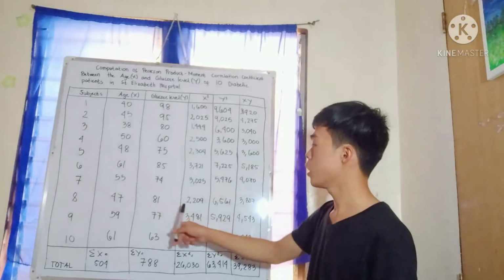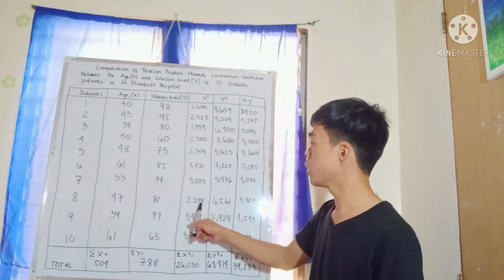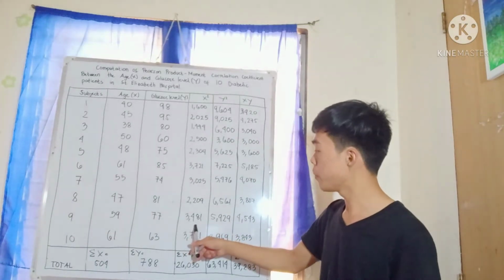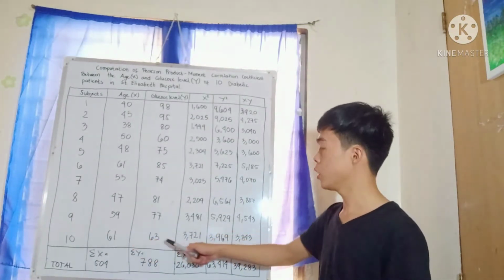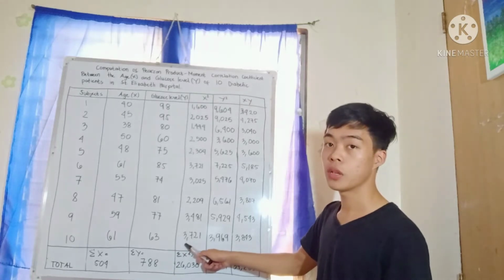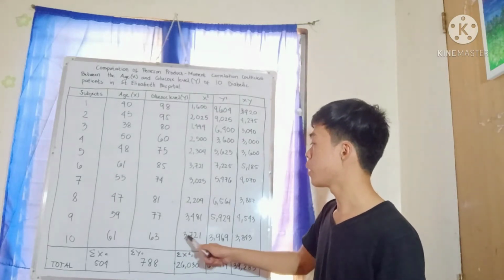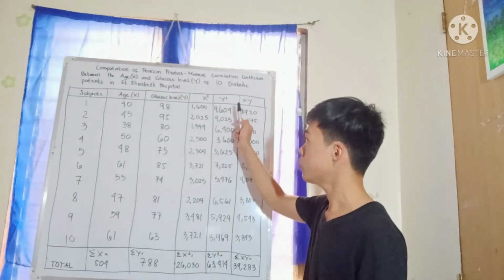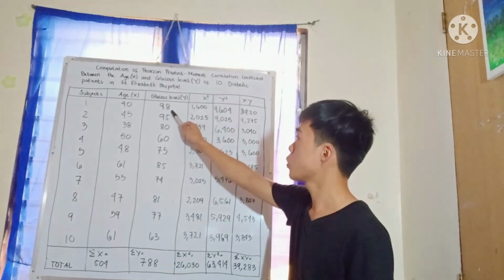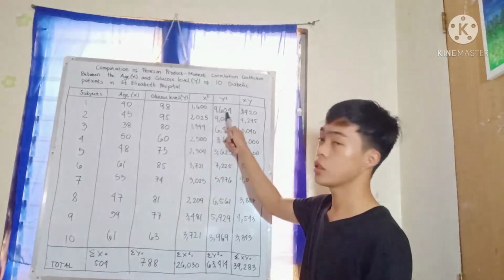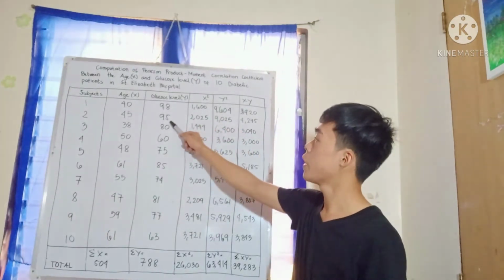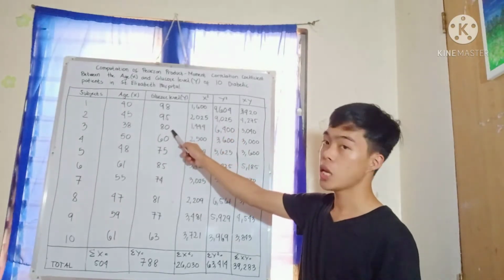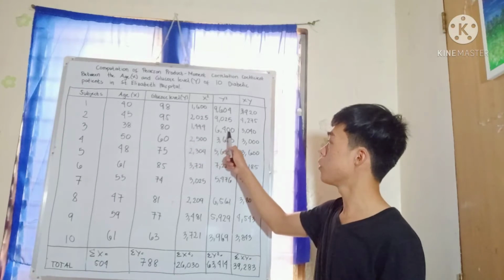47 squared is 2209. 59 squared is 3481. 61 squared is 3721. Now, in our y squared, 98 squared is 9604. 95 squared is 9025. 80 squared is 6400.